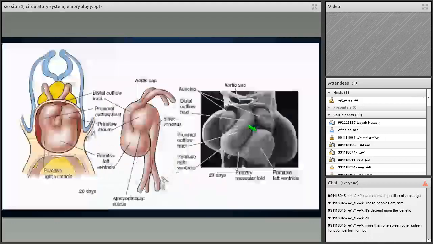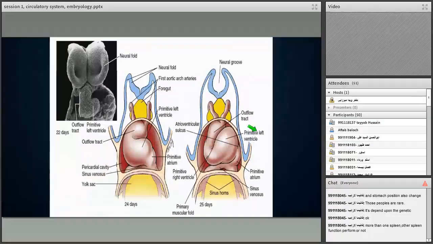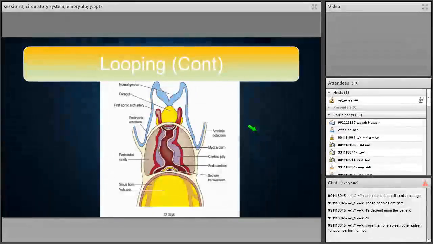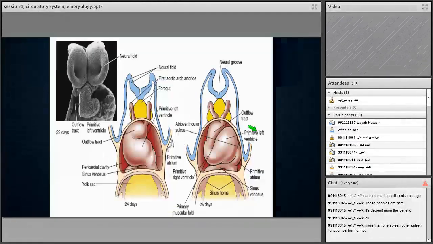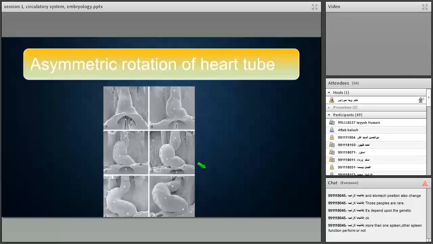Let me show you the sinus venosus again. Okay. Look at here, this is the sinus venosus, this one. It was attached to the atrium, the common atrium. Here.